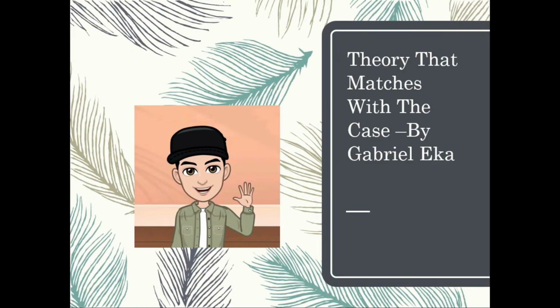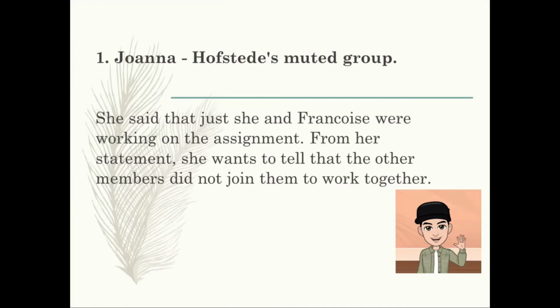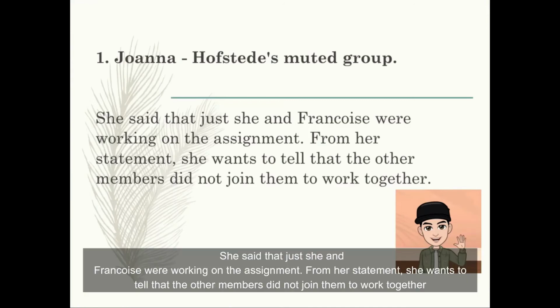The answer for number 4. The first one is Hofstede's. Joanna is the one who tells lies, and she said that just she and Frances were working on the assignment. From her statement, she wants to tell that the other members didn't join them to work together on the assignment.